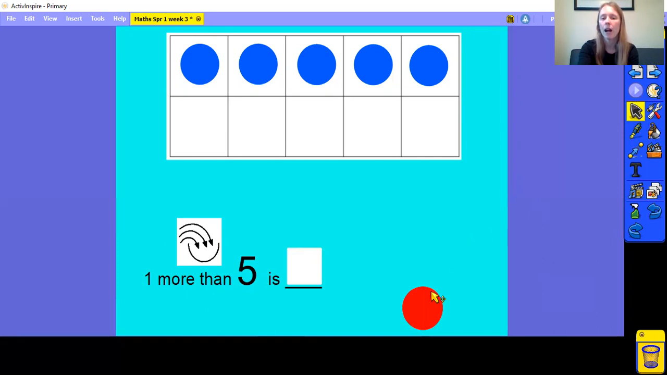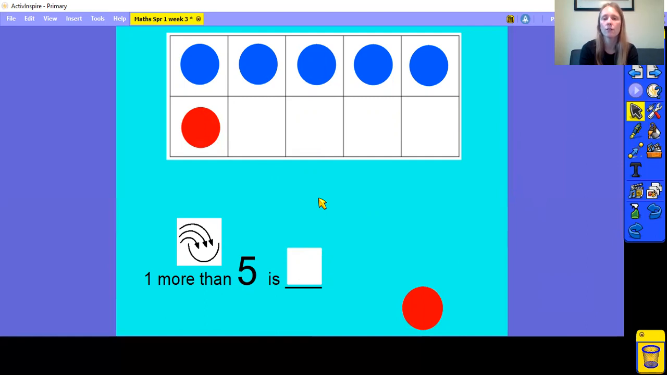Then I have 1 more. I'm going to put 1 more counter on, and this counter is going to be red. You can use one of your objects to represent the red counter. So first I had 5, then I had 1 more. How many do I have now?